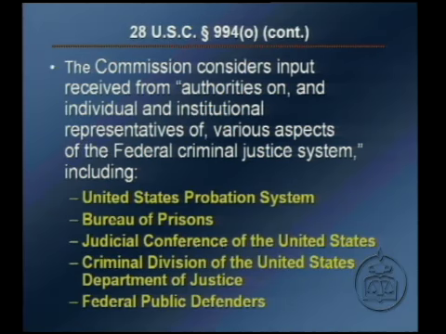And as you can see, these authorities and representatives include the U.S. probation system, the Bureau of Prisons, the Judicial Conference of the United States, the Criminal Division of the Department of Justice, as well as a representative from the federal public defenders. In addition, the Commission also receives comment from other interested groups and individuals.